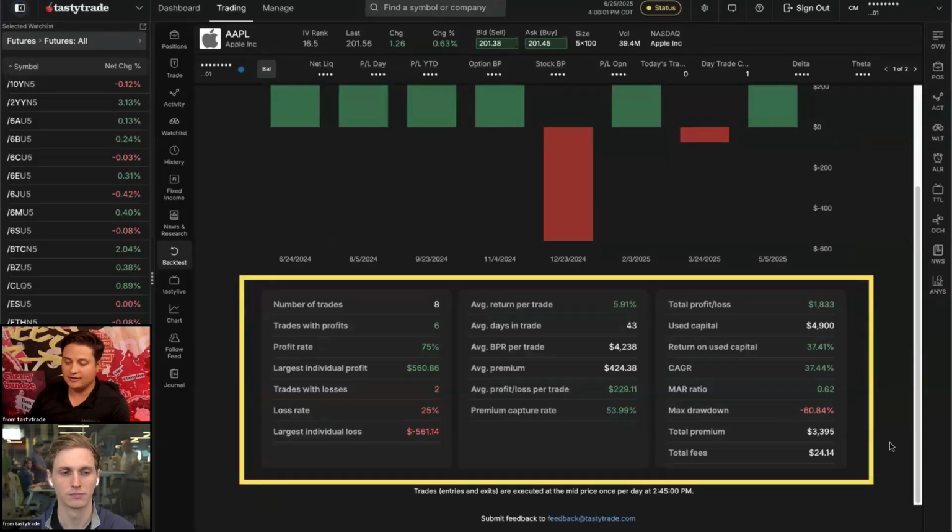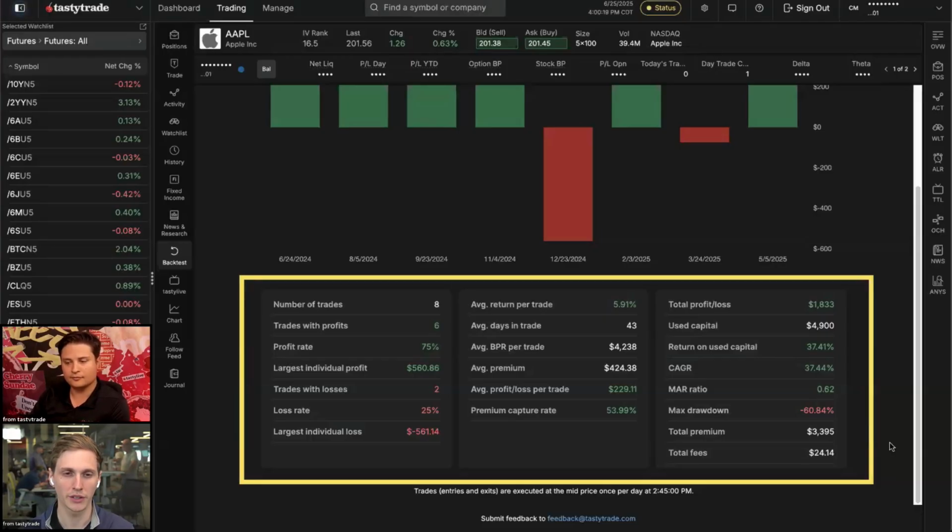And then aside from that, you have some nice averages in that center column there. We get our average return per trade, the average premium collected, and also the overall average profit or loss for all the trades that we took.